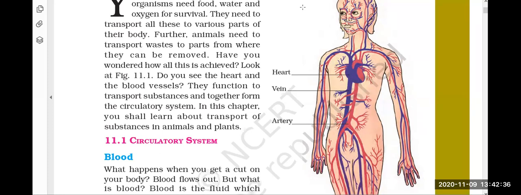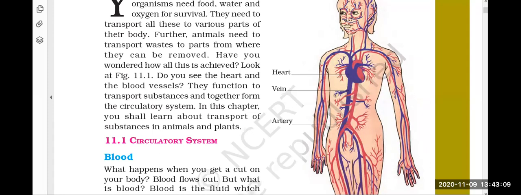So what is that pump inside our body? I hope all of you know. What is that pump? Heart, very good. So if I want to think about the parts of the circulatory system, we talked about blood because blood is being transported. Second, something which pumps the blood, so that is your heart.